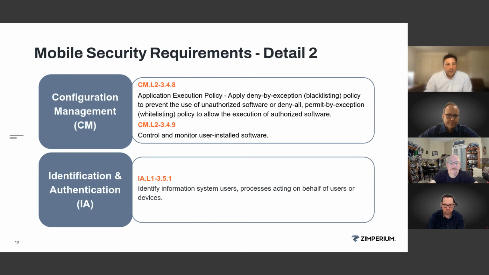Definitely true. Moving on, the configuration management piece. If you think about whitelisting, blacklisting, application execution policy is called out. Again, how are you doing that on a mobile device? Authorized software, how are you vetting that software? And control and monitoring of user-installed software.